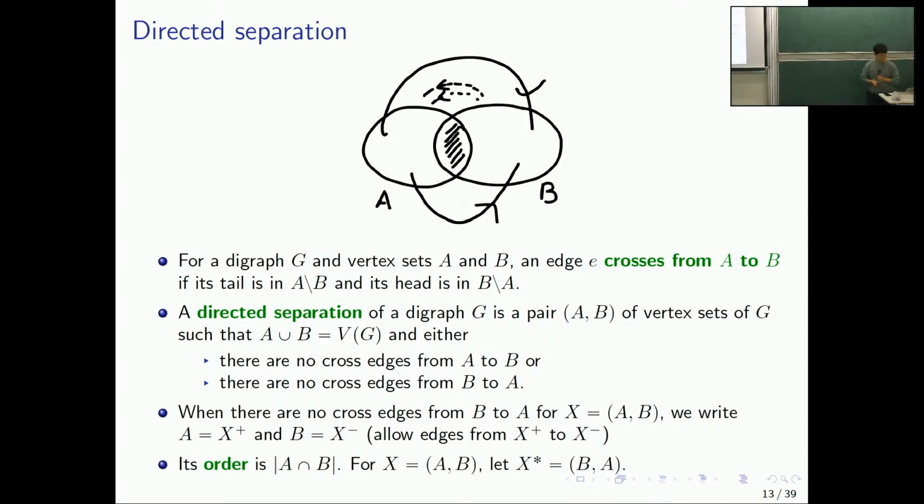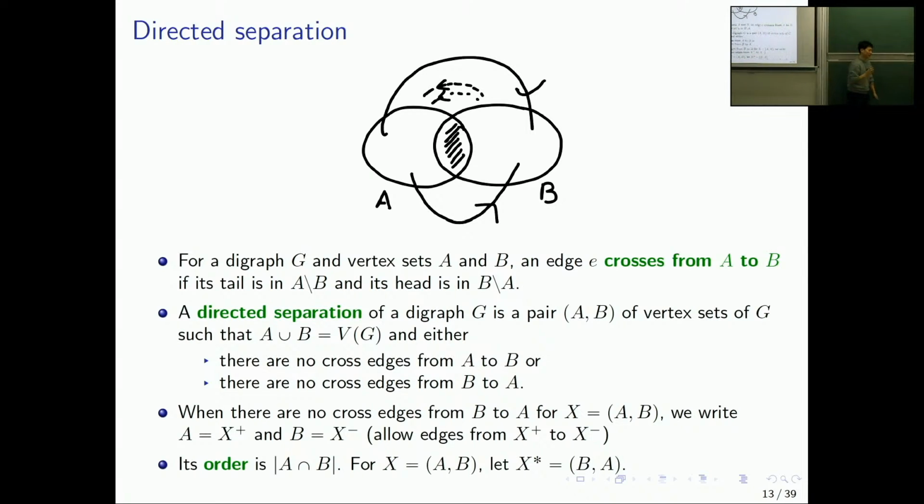We need a few more notations because we want to describe the allowed edges from somewhere to somewhere. We block only one direction of edges, so the other direction might have arbitrary edges, right? So when there are no crossing edges from B to A, like in the figure, we write the A part as X plus and the B part as X minus, meaning that we allow edges from X plus to X minus.